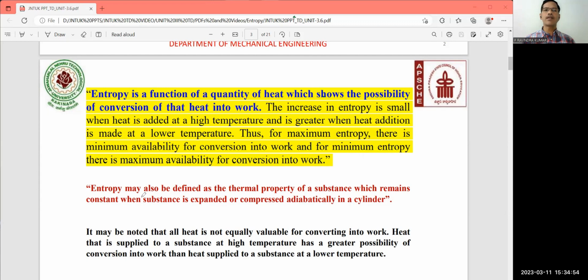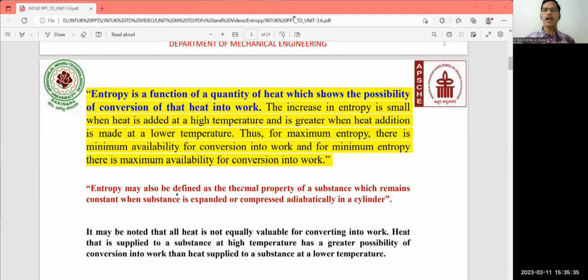Entropy may also be defined as the property of a substance which remains constant when the substance is expanded or compressed adiabatically in a cylinder. Adiabatically means heat transfer is 0. We all know that dQ is equal to T dS, so dS is equal to dQ by T.